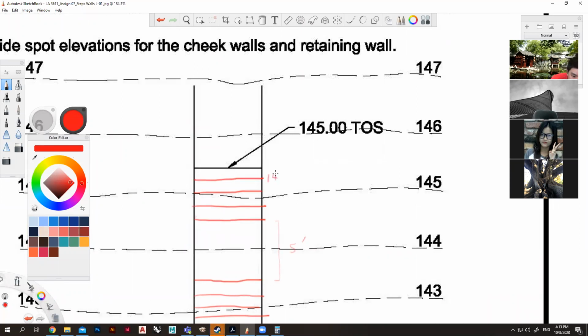So over here it will be 144.5, 144, 143.5, 143. And then the bottom TOS here, we need to find the bottom. So 142.5 is your bottom of step here. It's important because that's the top of this ramp, so we need that number.